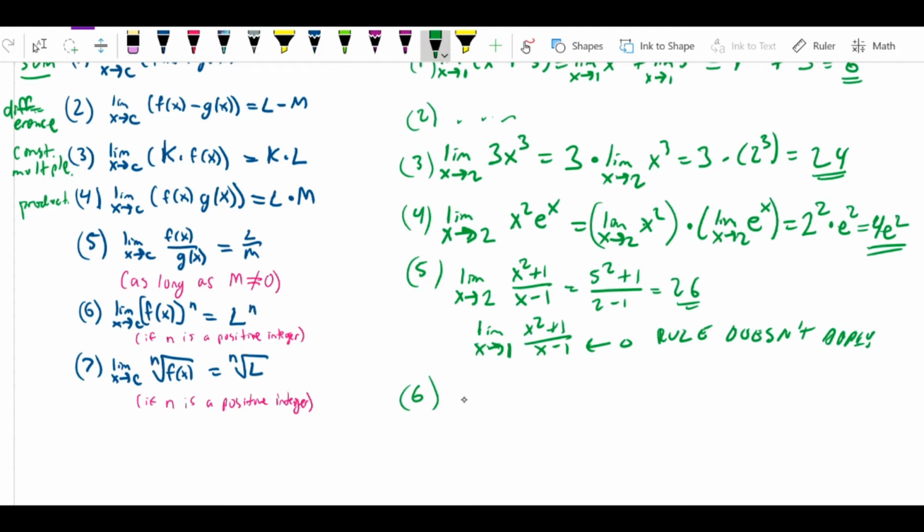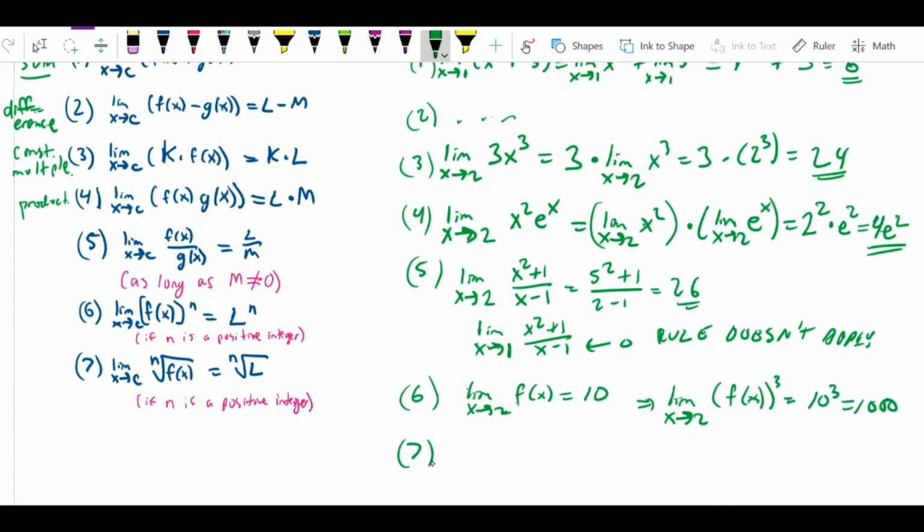But just to be clear what we're talking about, suppose that I know that the limit as x approaches 2 of f of x is equal to 10, then I know that that implies that the limit as x approaches 2 of f of x cubed is equal to 10 cubed, or 1000.